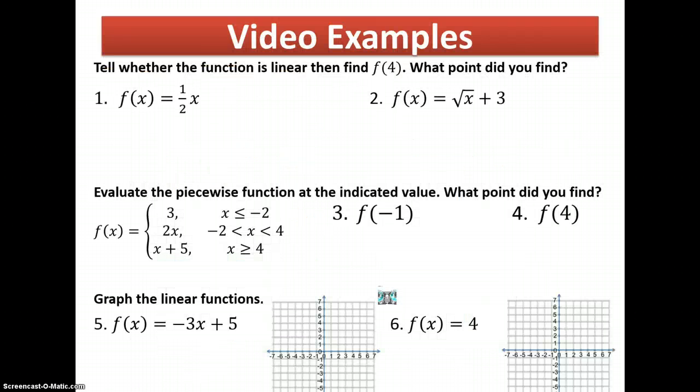Okay, here are your video examples. Take the time, pause now, go through these examples, and we will go over them in class tomorrow.